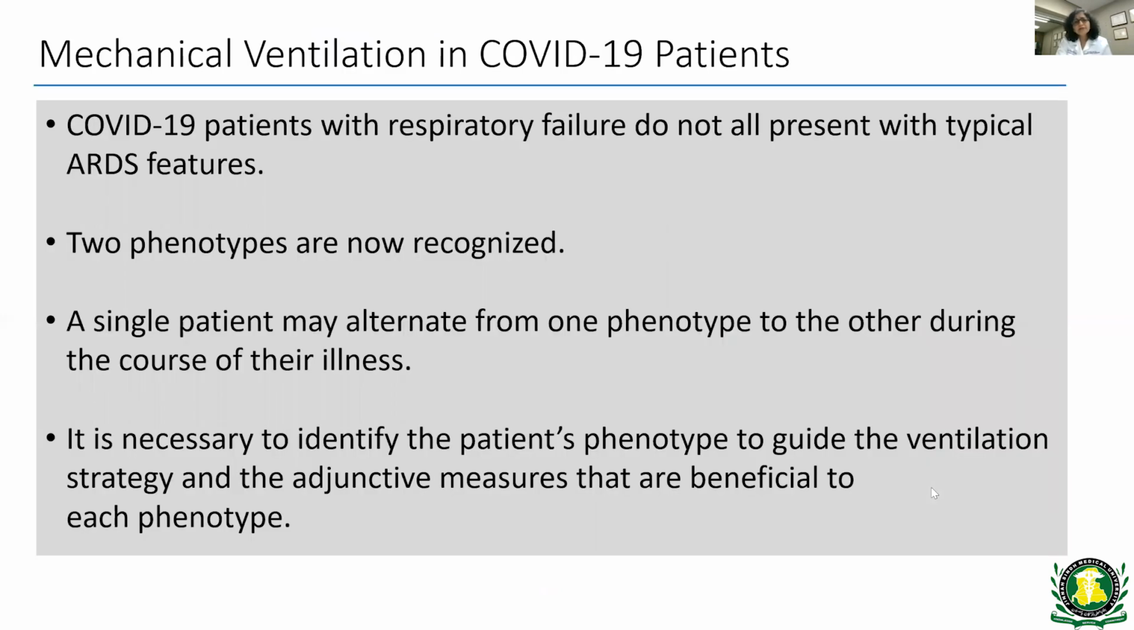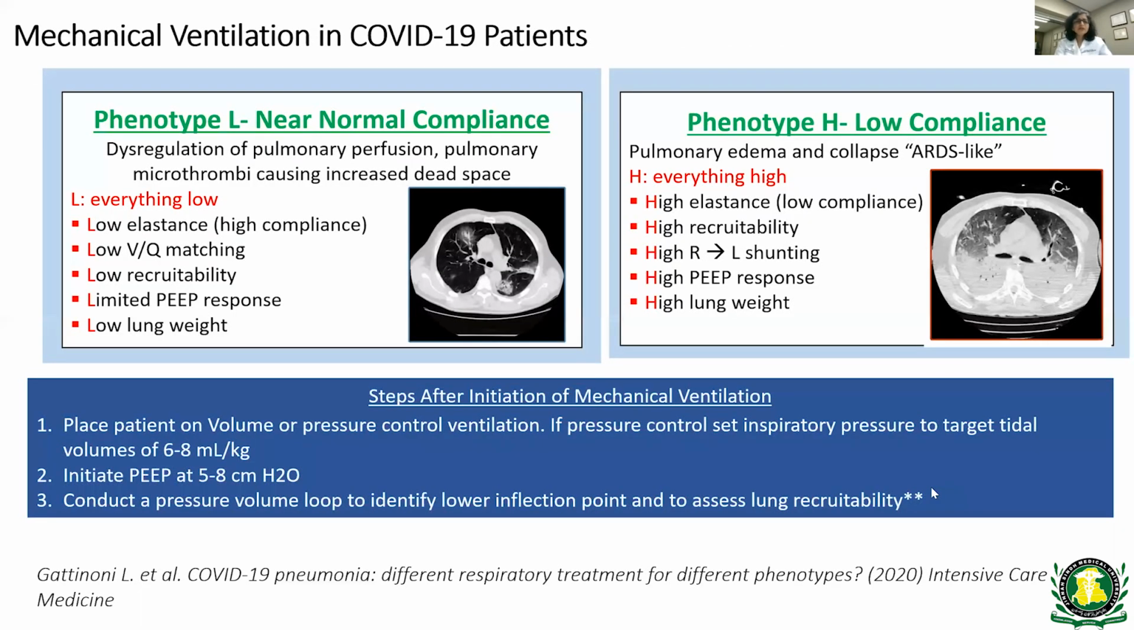So COVID-19 patients with respiratory failure do not all present with the typical ARDS features. We have realized that there are 2 separate phenotypes that are being recognized. And a single patient may actually alternate from one phenotype to the other during the course of their illness. It is important to identify the patient's phenotype to guide the ventilation strategy and the adjunctive measures that might be beneficial to each phenotype. So the 2 phenotypes that are talked about are phenotype L and phenotype H.